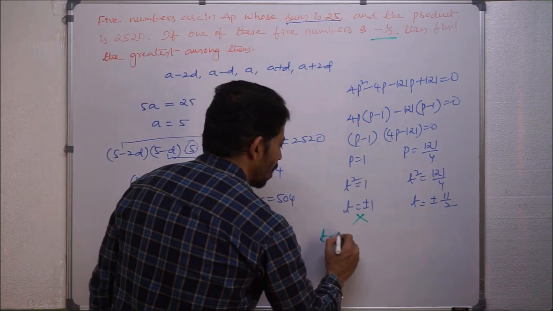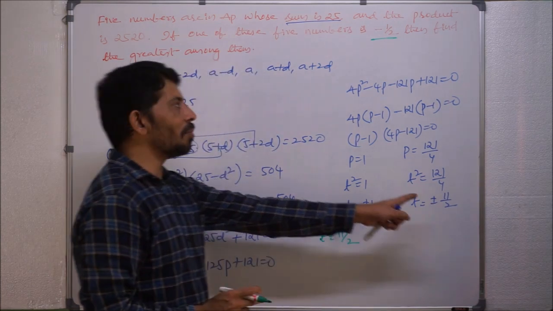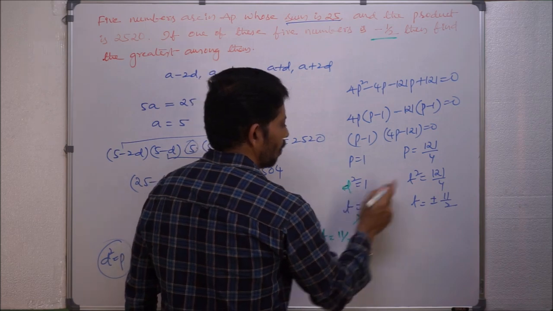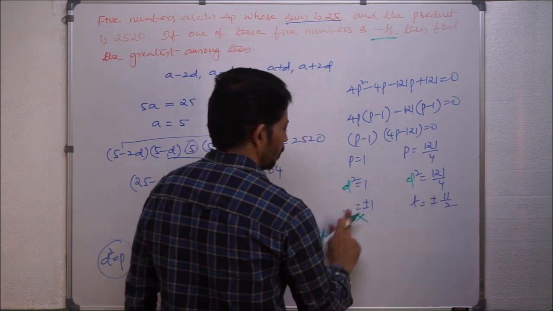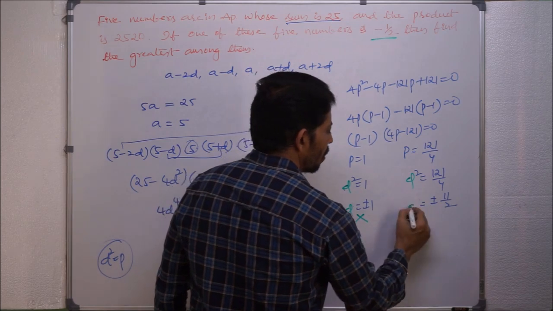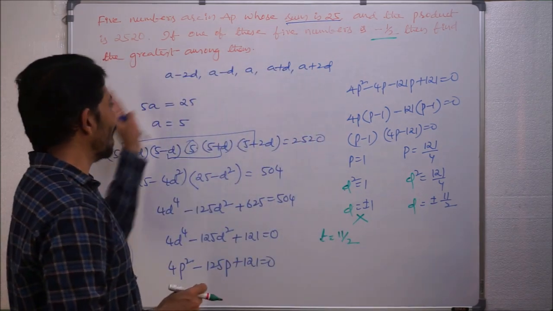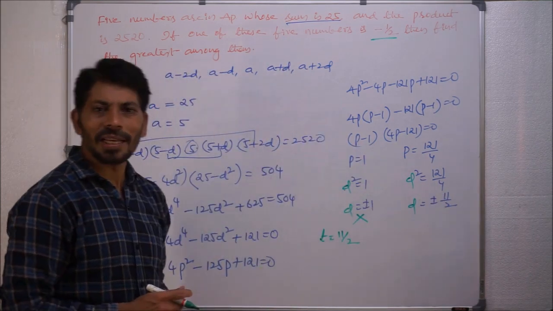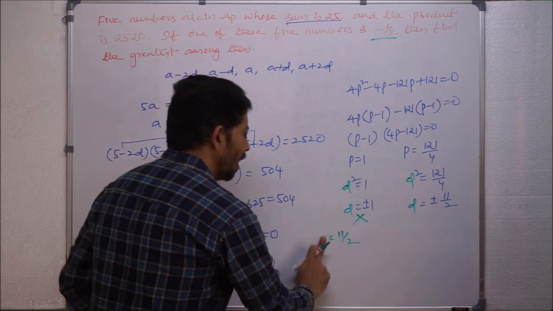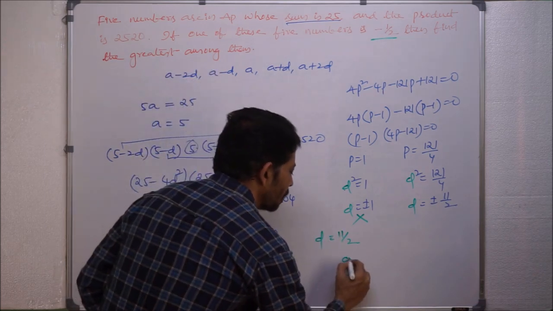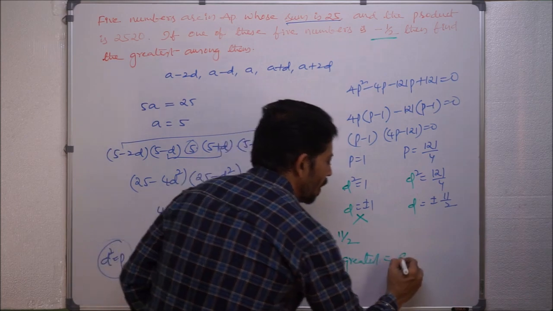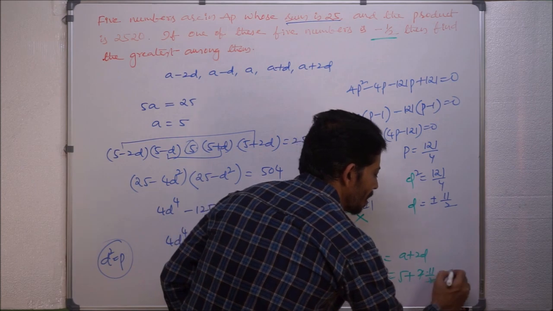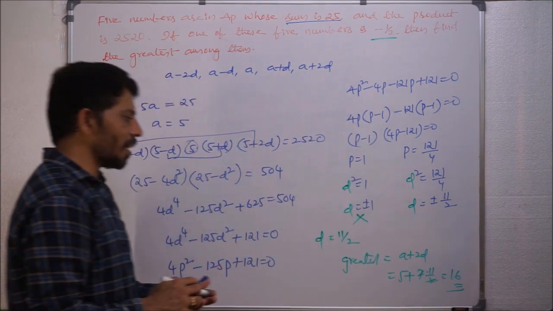So consider d equals 11 by 2, sorry, not t, it is d. If d equals 11 by 2, then it is an increasing progression. If d equals minus 11 by 2, it is decreasing. However, we are going to get the same term. If d equals 11 by 2, the greatest one will be a plus 2d. a is 5 plus 2 into 11 by 2, which is 16. So the greatest among these 5 numbers is 16.